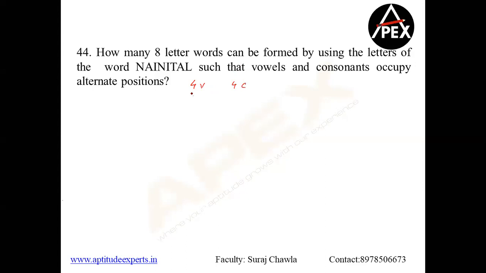So I have 4 vowels and I have 4 consonants. That means I'll have 2 possible cases. Clear? So 4 factorial into 4 factorial into 2 first of all. Now please understand, in both the cases, 2 A's are repeating, 2 I's are repeating, and 2 N's are repeating. So this becomes your answer.